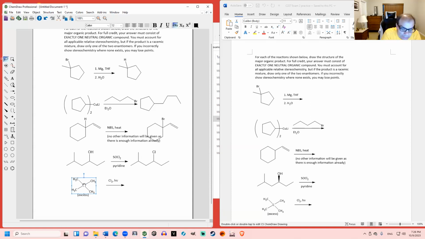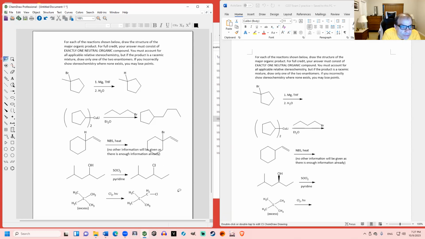And then finally, we're given this alkane and told to react it with Cl2 and light. This is a radical halogenation reaction. We have an excess of the alkane, so that means we'll replace only one of the hydrogens, and all 12 of those hydrogens are the same. So all we'll do is replace one of those hydrogens, and again, it doesn't matter which, they're all the same, with a chlorine. So that's a radical halogenation reaction like we talked about in chapter 6. And that's basically it for that page. So we had some chapter 10 reactions, and we had some chapter 6 reactions.